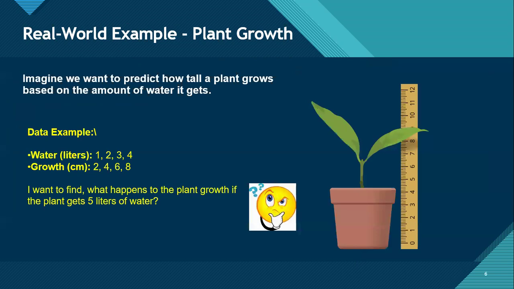Real world example, as I just told you. For example, if I am learning what the growth of a plant is based on the amount of water given, and I have a certain set of data. For example, if I give 1 liter of water a day, 2 liters, 3 liters, and 4 liters, the growth in centimeters of the plant becomes 2, 4, 6, 8. Now I want to predict what will happen if I give 5 liters of water based on the existing data.